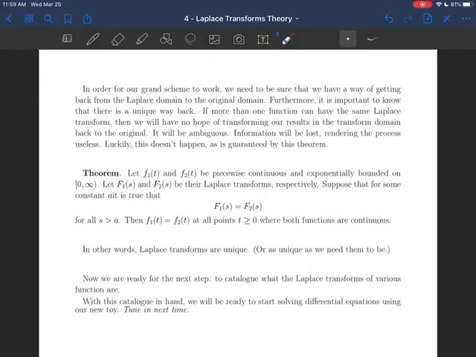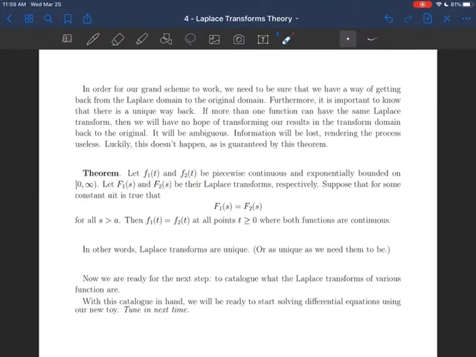If there's not a unique way to do that, then we're kind of lost. We'll have a solution on the transform domain side, but we won't know what the solution on the original side is. We need a lack of ambiguity, right? So it's important. So we don't want that ambiguity. Information would be lost in trying to go backwards. So this whole process would be useless. But thankfully, it's not the case. If two functions have the same Laplace transform, then they are themselves the same function. Basically, there's a one-to-one correspondence between functions and Laplace transforms. And that's what this last theorem tells us.